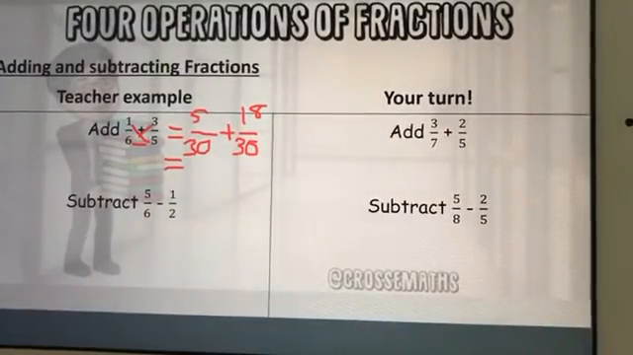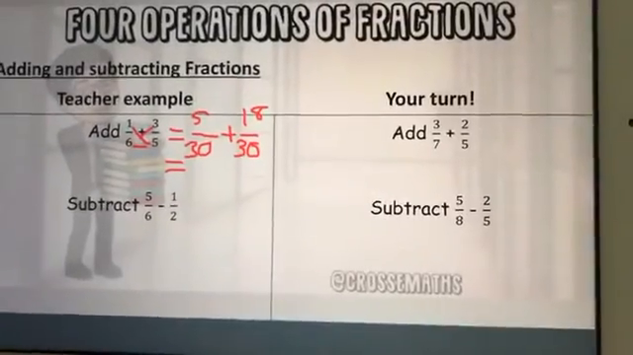And once I'm there, I've added the 2 together. Okay, I've got the same number on the bottom of both.